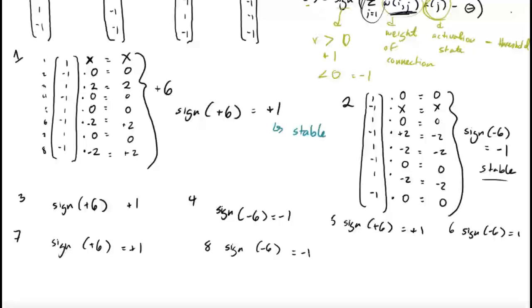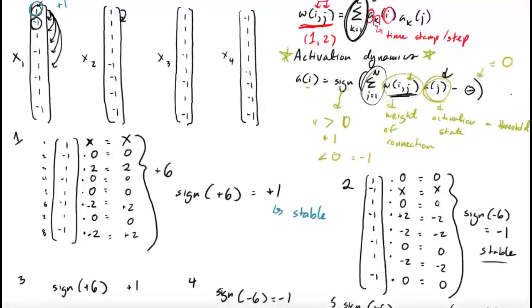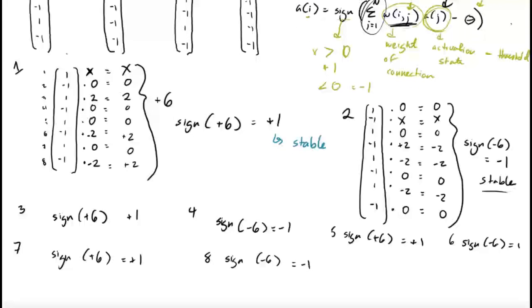And again, if we look back at our original x1, also written down over here, each one of these values matches up to their original. So we've proved that this is a stable network. Now we're going to go on to part D.